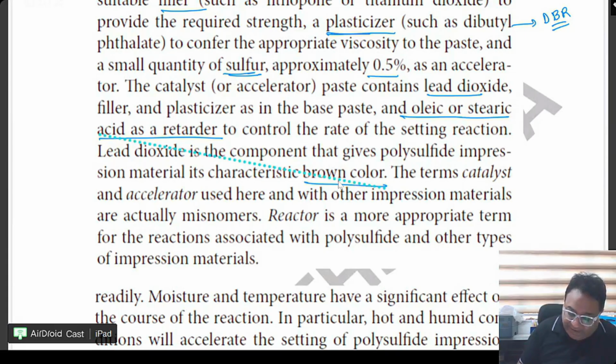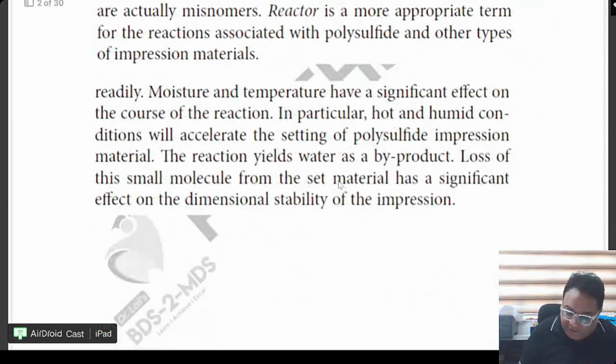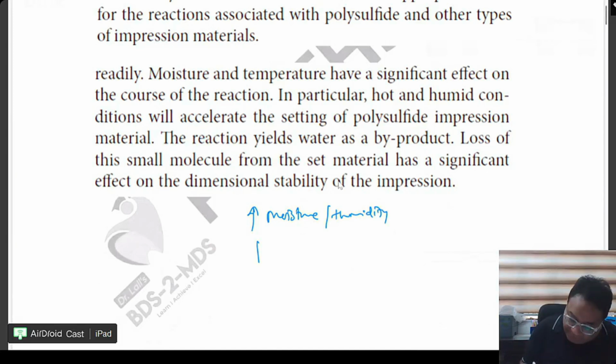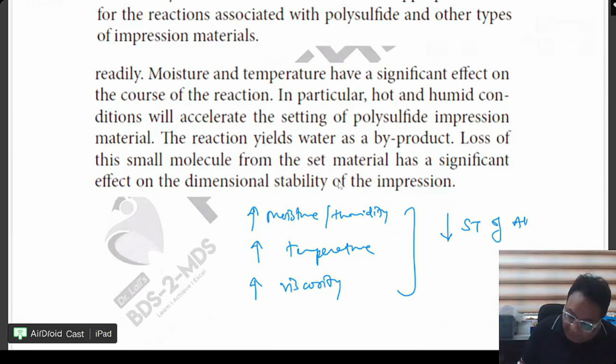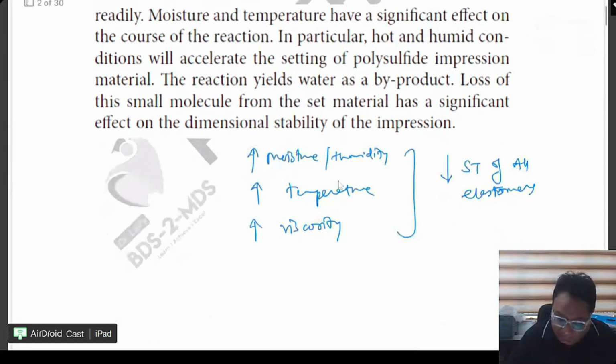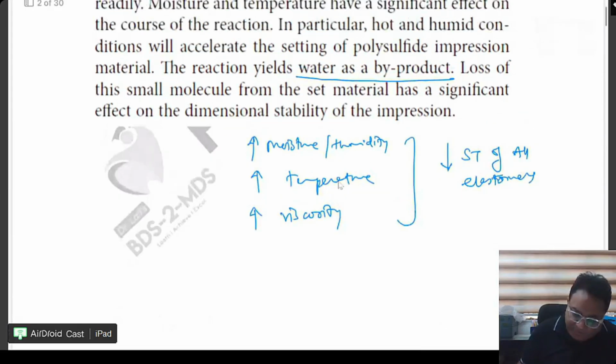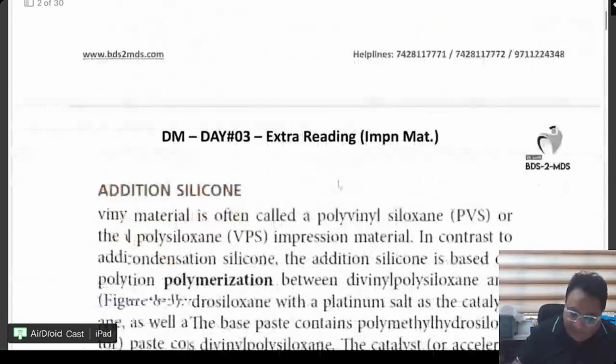The terms catalyst and accelerator used here and with other impression materials are misnomers. Moisture and temperature have a significant role. Increase in moisture or humidity, increase in temperature, increase in viscosity will decrease setting time of all elastomers. This is true for all materials except gypsum. The reaction yields water as a byproduct. Loss of this molecule has a significant effect on the dimensional stability of the impression.